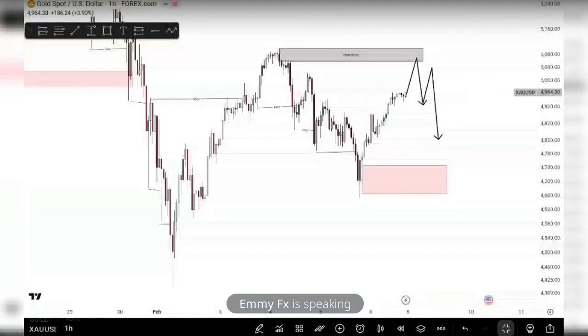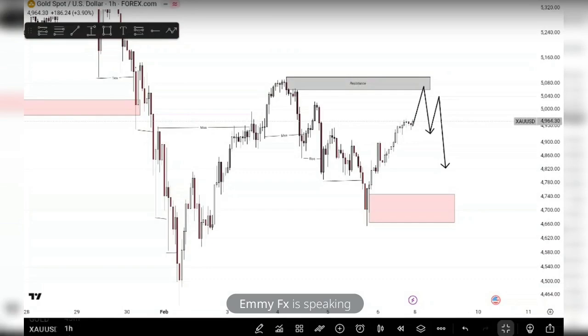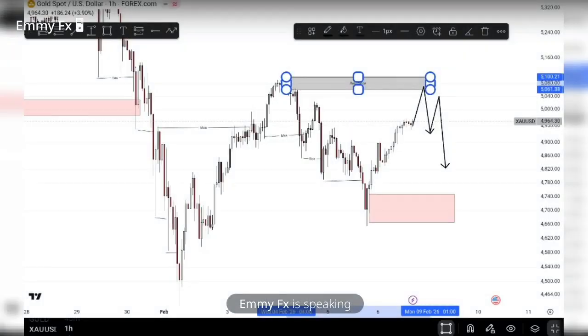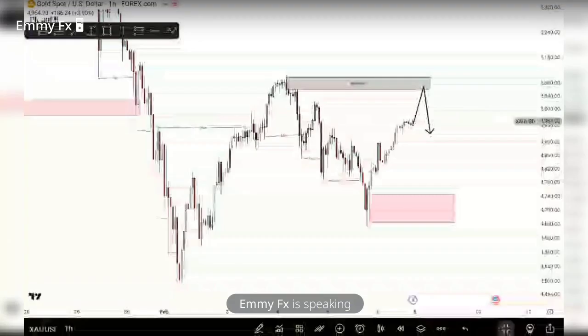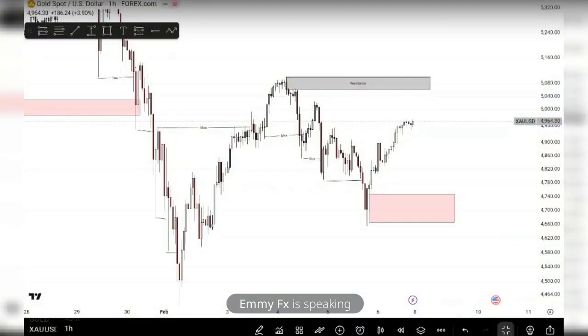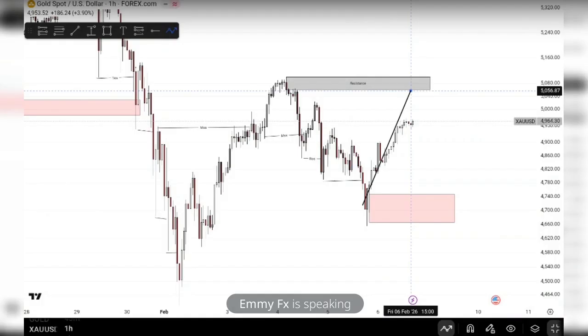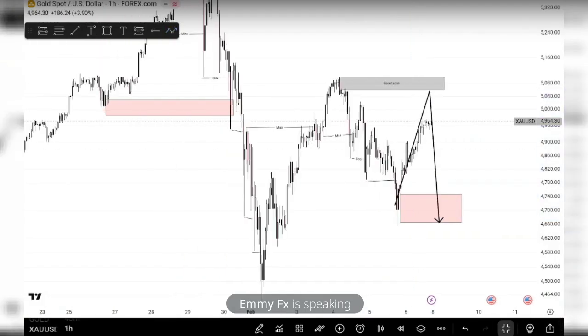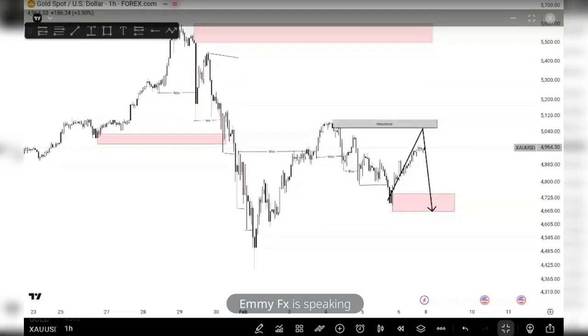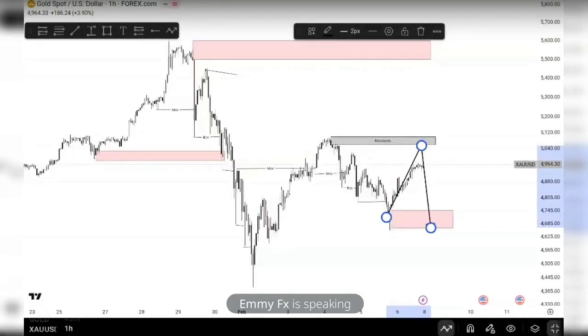Around that zone, price may return back from this resistance zone, as I said. Price will return back here and give us a sell to the downside, or price may clean out. I just want you to watch out for something.